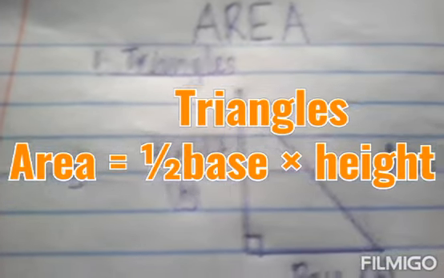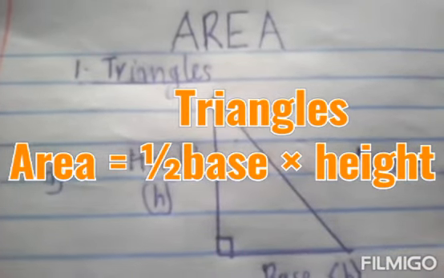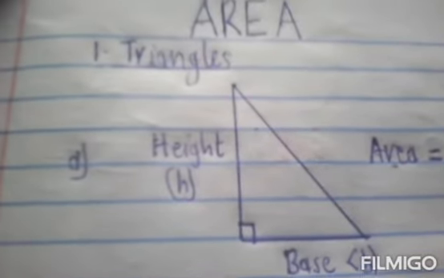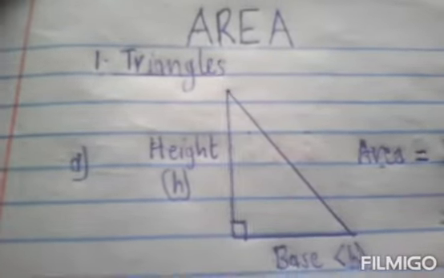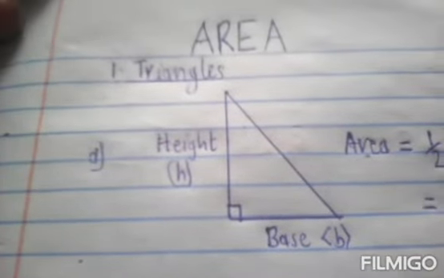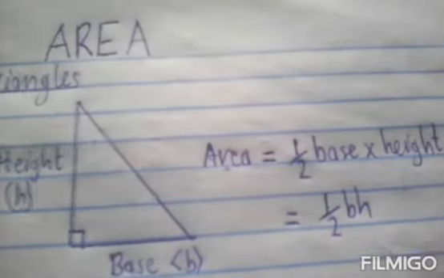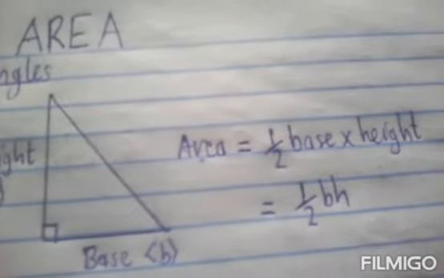Area number 1, triangles. A triangle is a three-sided figure, and for part A we have a right angle triangle. For us to work out the area, we will use the formula half times base times height, or half BH.